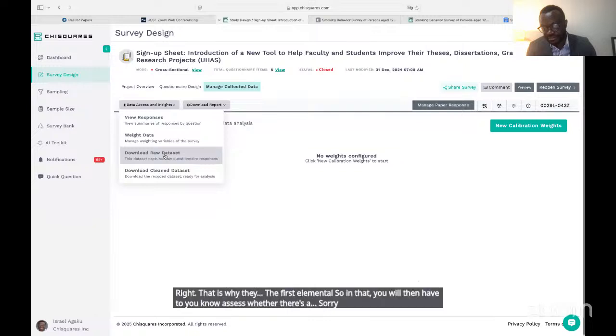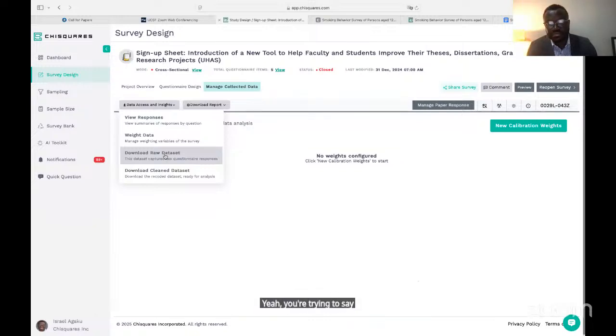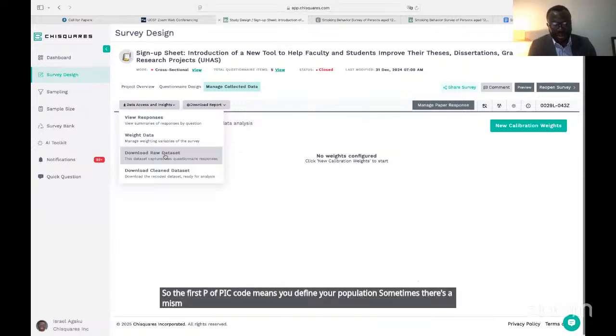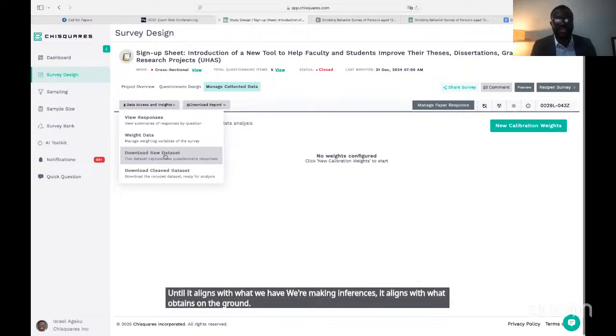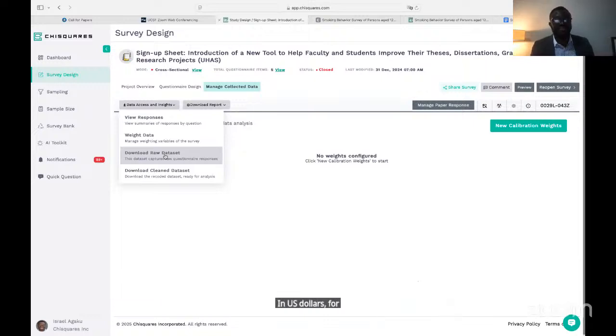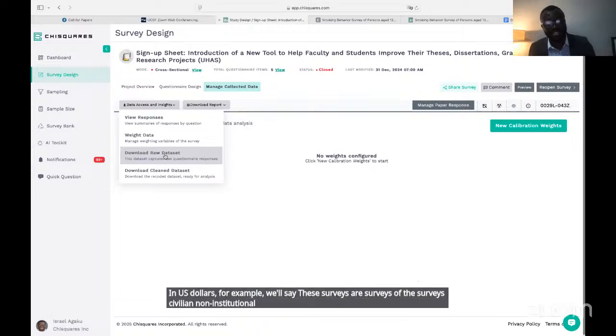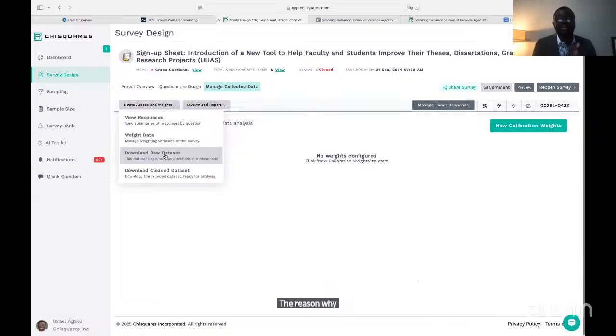Sorry? Yeah, you're trying to say something, the first element, maybe. So the first P of PICOTS means you define your population. Sometimes there's a mismatch between what we have on the ground versus what we want, and one thing must change. So most times we might have to redefine our population again until it aligns with what we have, so that when we're making inferences, it aligns with what obtains on the ground, right? In US surveys, for example, we'll say these surveys are surveys of the civilian, non-institutionalized adult population. The reason why we put all of those caveats is because, well, we couldn't access the military.